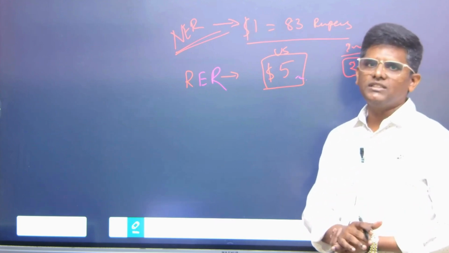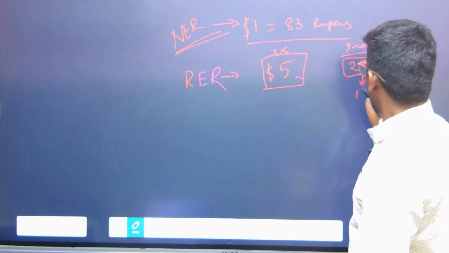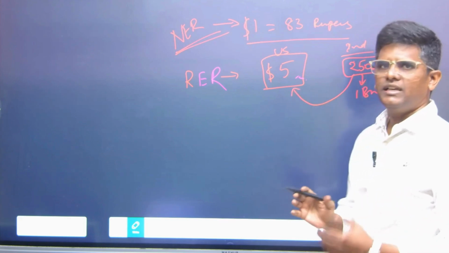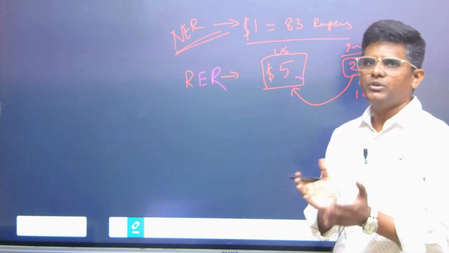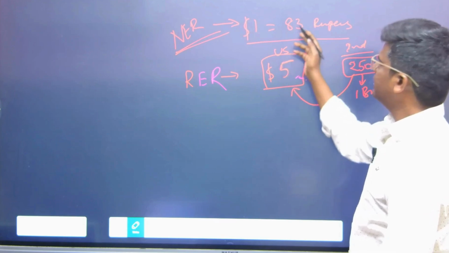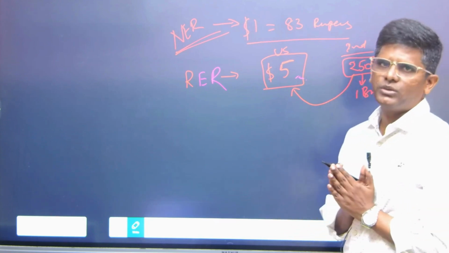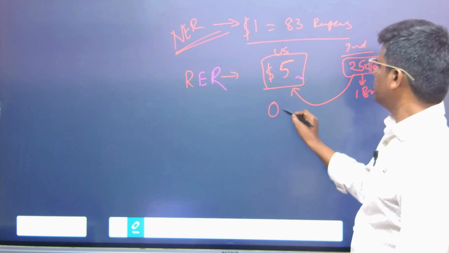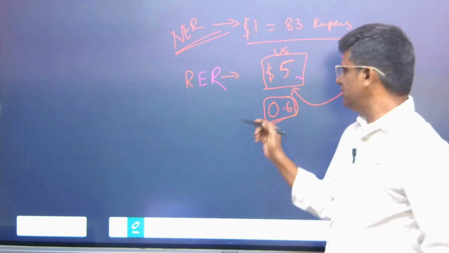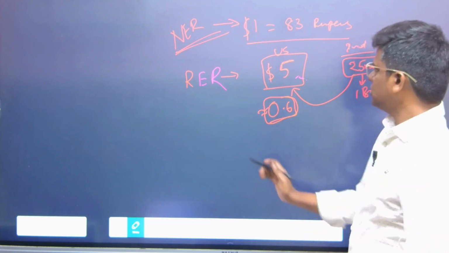So what does it show us? It shows us approximately, if we are getting one burger here using 250 rupees, can we buy one full burger in the US? Obviously not, because $5 is equal to 5 into 83, somewhere around 415 rupees, but we only have 250 rupees. So we can buy around 0.6 of a burger, matlab around 60% of a burger. So what does it show?